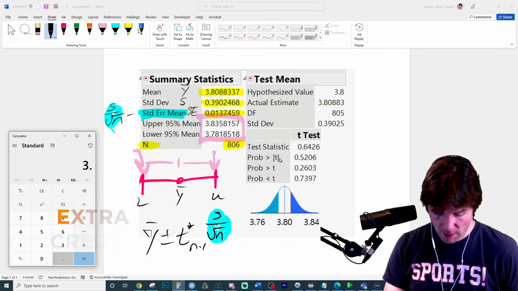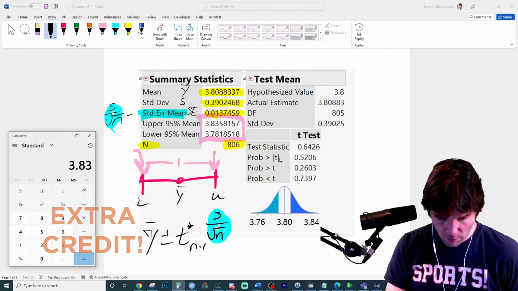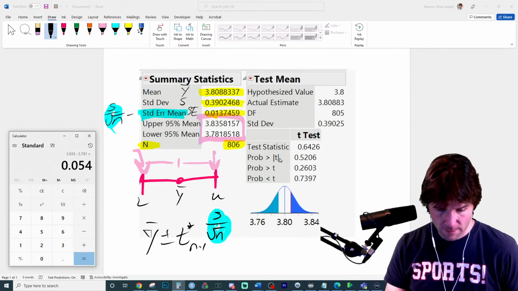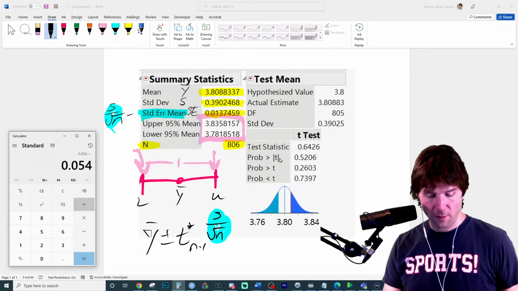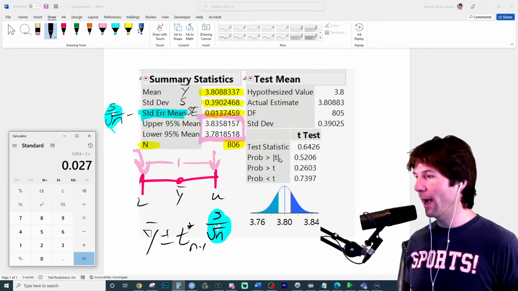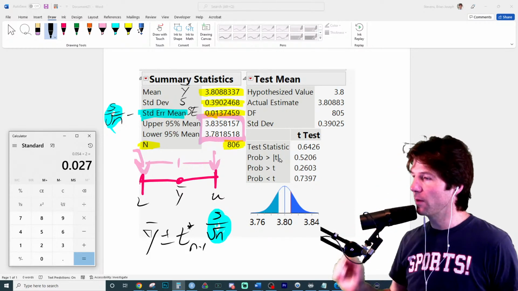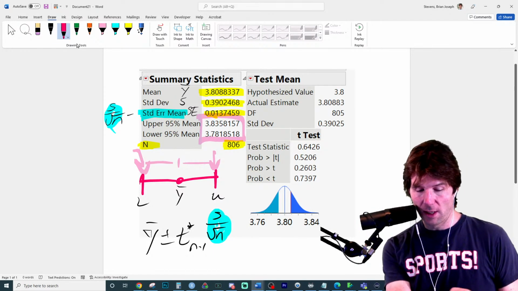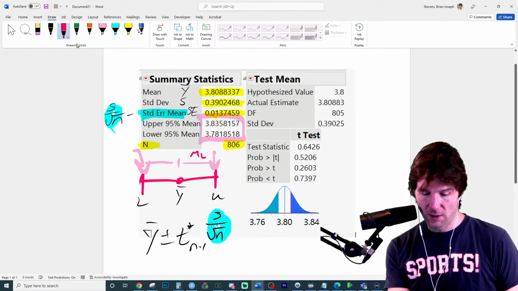So let's go: 3.835 minus 3.718. And then boom, divide by 2. There you go. So half the length of the interval is the margin of error. So subtract upper minus lower, divided by 2. And you can see down here, we're showing the margin of error is this. The margin of error is this.